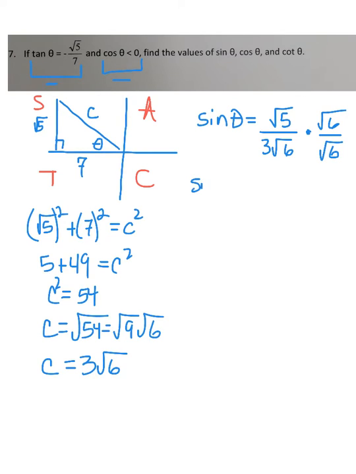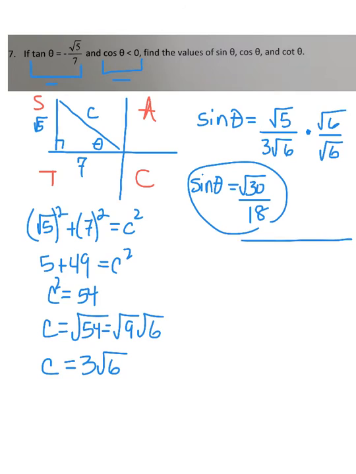So then I know that the sine of theta is equal to radical 30 over 3 times 6, which is 18. And again, it's positive because sine is positive in the second quadrant. All right, so that's for sine.